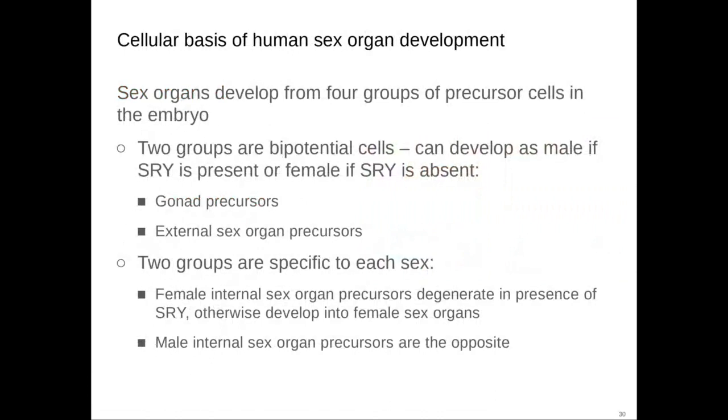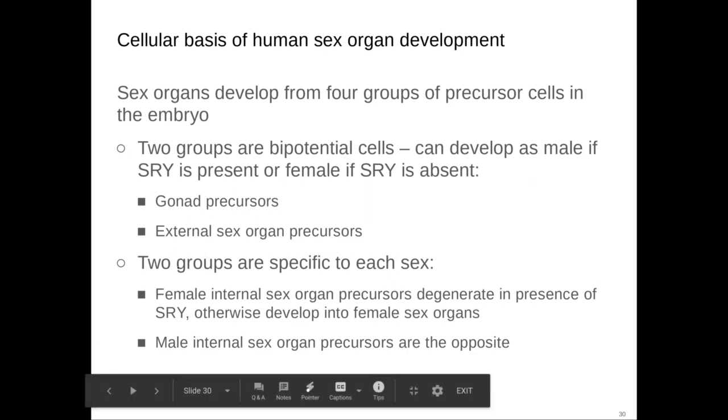Now, our sexual organs develop from 4 groups of precursor cells inside your embryo. Now, 2 of these groups are what we call bipotential cells, and they can develop as male if the SRY gene is present, or the SRY region is present, or female if the SRY is absent. And so these are basically the precursors to gonads, and they produce the external sex organ precursors as well. So again, we start off all the same. It's the flick of the switch of the SRY region. Is it present? Is it not? That determines whether those precursors develop into testicles and a penis, or a vagina and ovaries. Just depends. And all the other stuff that comes along with being a female, of course.